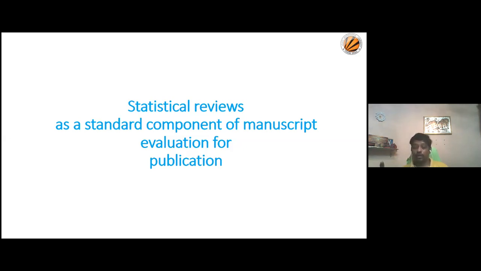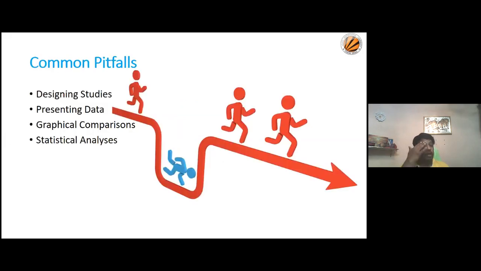So don't take it lightly when you are proposing or developing your study. Make sure that you use appropriate statistical tools for your study for good publications. So what are the common pitfalls that we may encounter in statistical analysis and presentations? The first is when you design your studies, the second is when you present your data, and the third is graphical comparisons and statistical analysis. These are the places where problems are commonly committed.